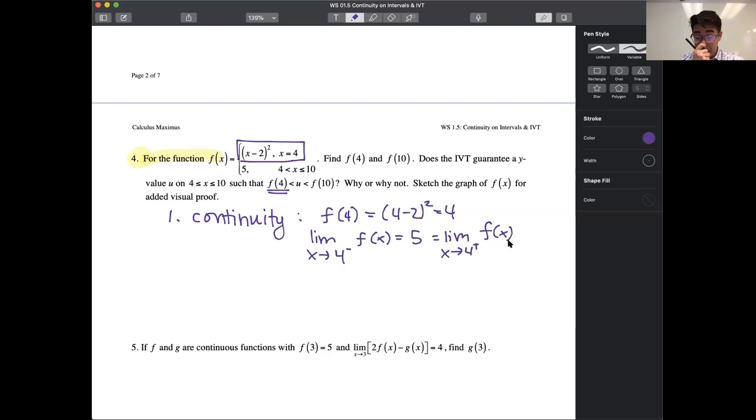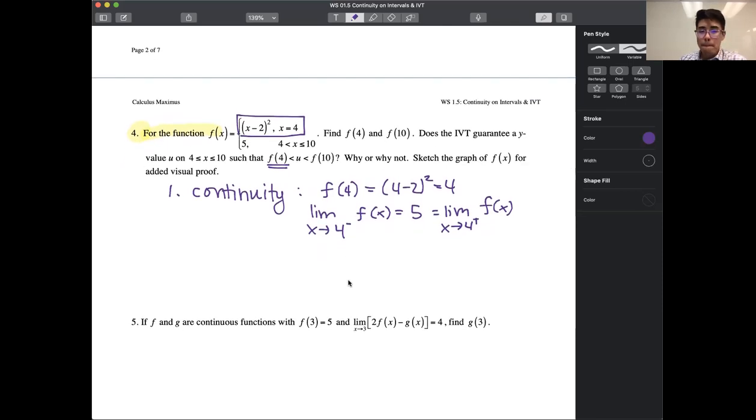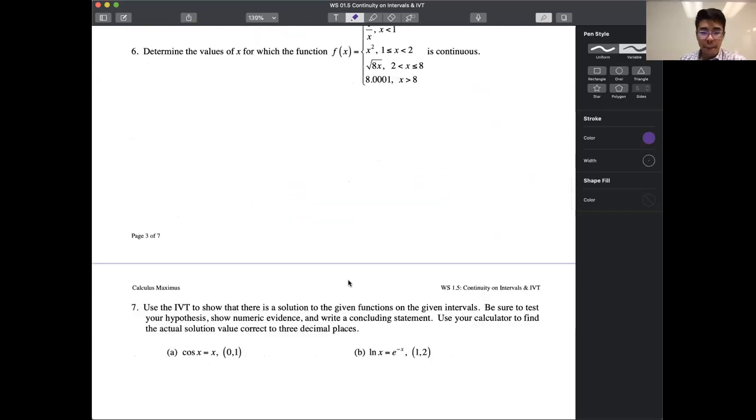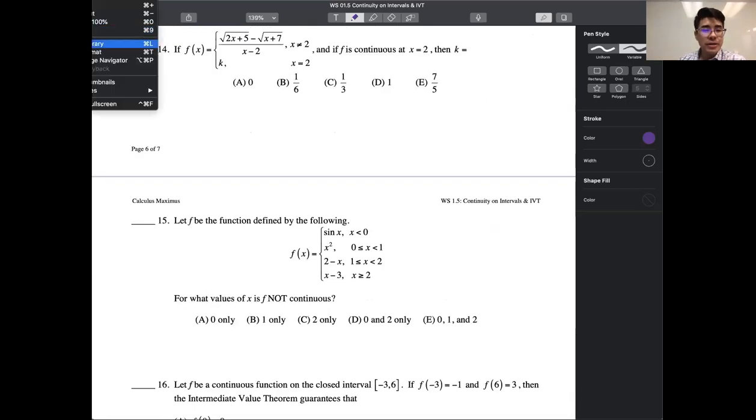Okay, so you need to prove 2 things when you're doing IVT. Number 1 is continuity, and number 2 is you need to know that the boundaries are bounded. Questions? Okay. That's all I wanted from that worksheet.